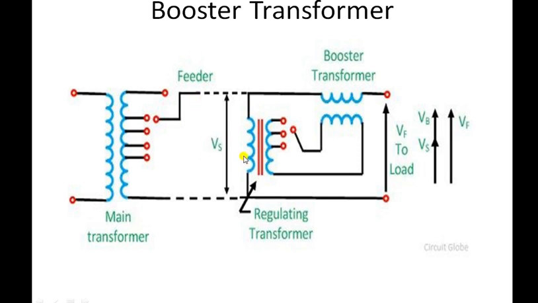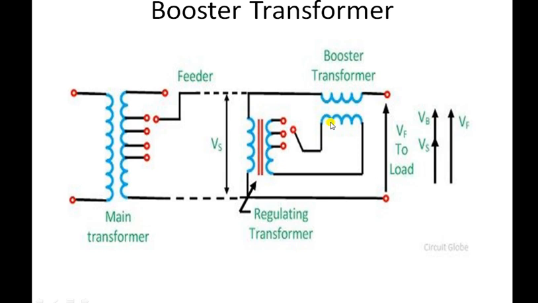The figure here shows the possible arrangement of the booster transformer, and as we can see in the figure, this is a booster transformer, this is one winding, this is another winding, rather this is the primary winding and this is the secondary winding.